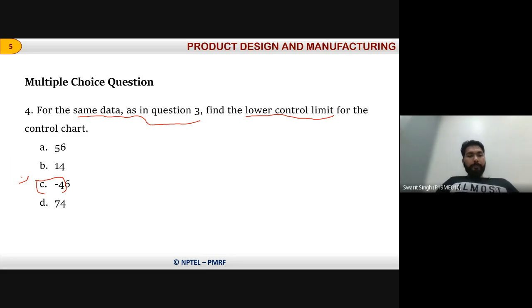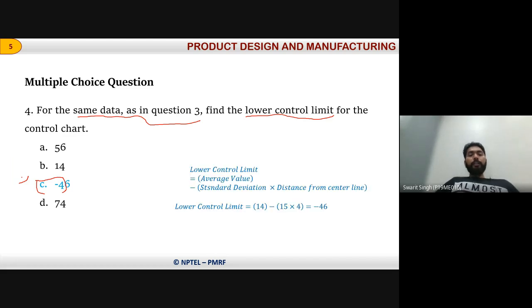Okay, so let's see what is the formula for calculating the lower control limit. The answer is minus 46 only. So the lower control limit is calculated by the formula, which is average value, and then we have to subtract the product of standard deviation with distance from central line. Okay, so in place of addition, we are subtracting the values.